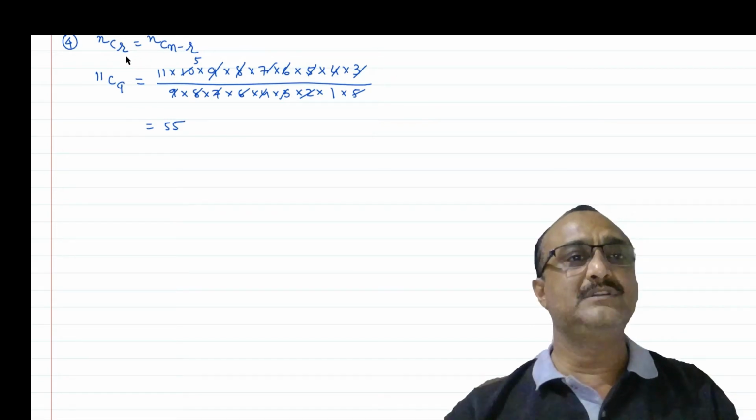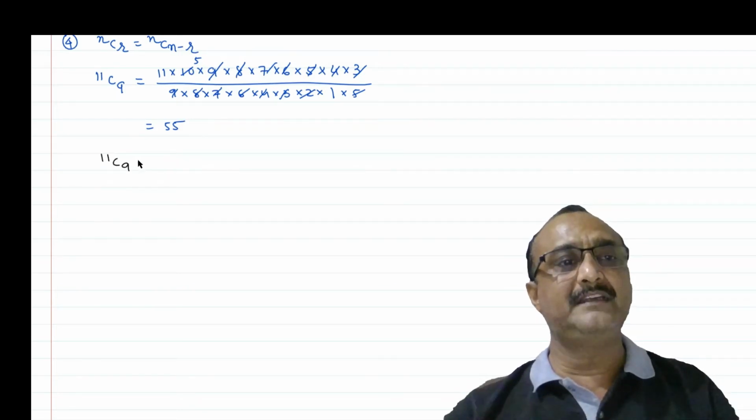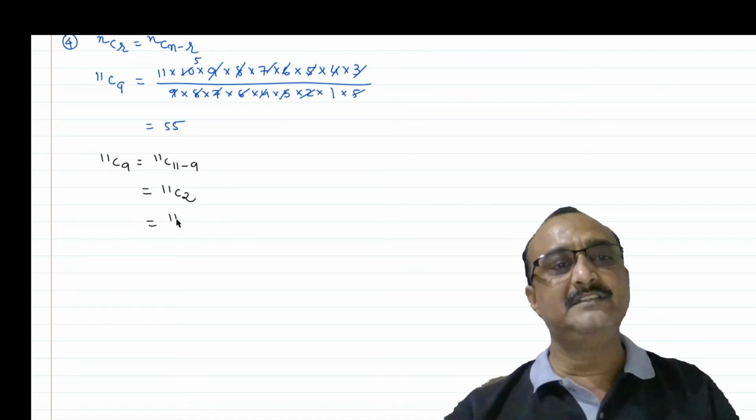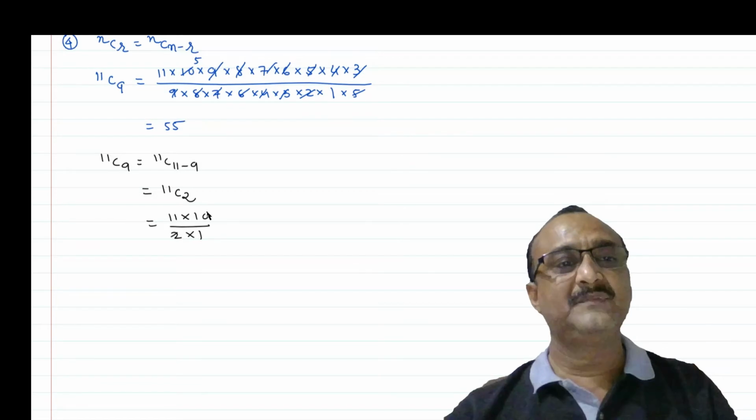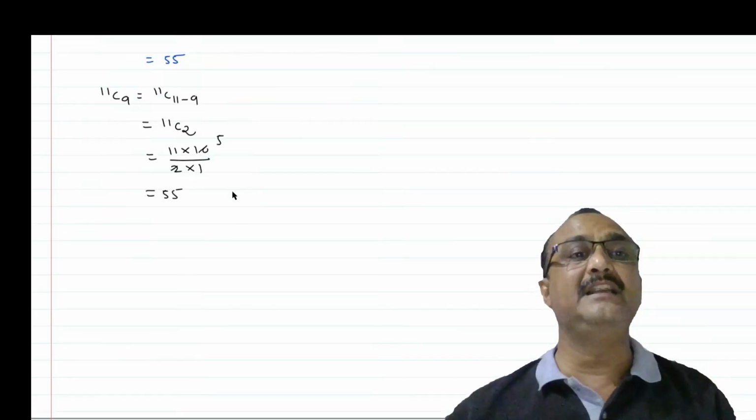So use our formula: nCr equals nC(n minus r). So 11C9 can be written as 11C(11 minus 9), and it equals 11C2. Now calculate 11C2: 11 into 10 divided by 2 into 1. Okay, 2 fives are 10, 11 fives are 55. So it is very easy to calculate 11C9.